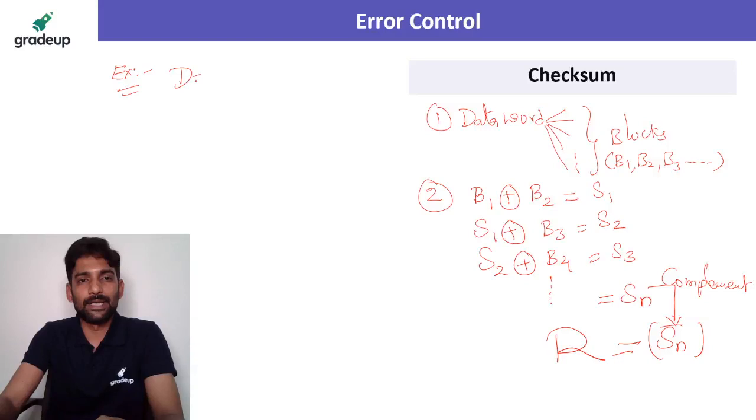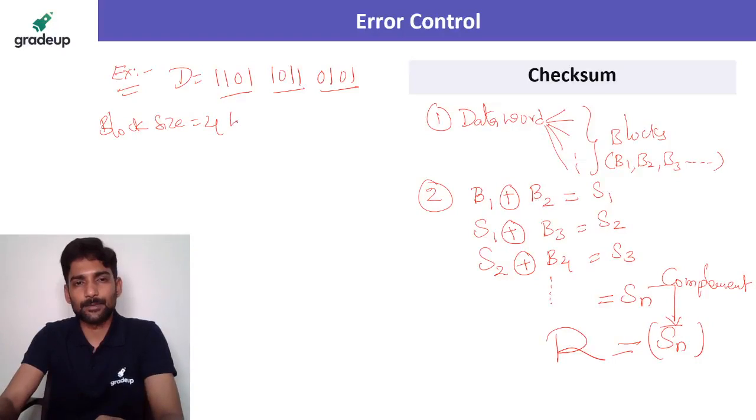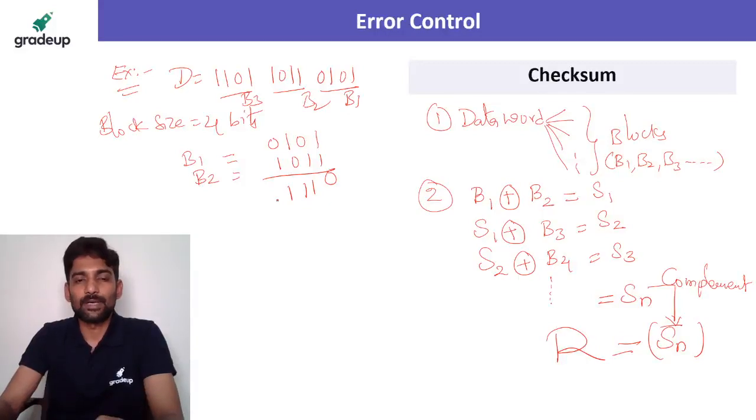So let the data word D be equal to 1101 1011 0101. So first what we do, divide into blocks. Let the block size be 4 bits. So this is B1, this is B2, and this is B3. So first, B1 and B2 we do XOR. So this would be 1101 XOR 1011. So what would this be? 0110.